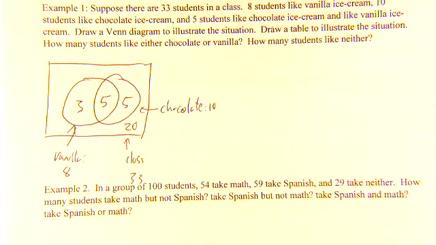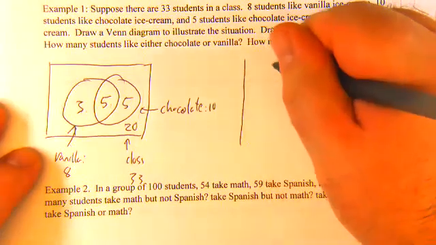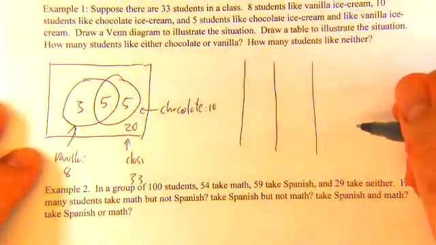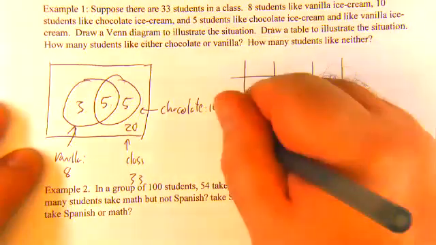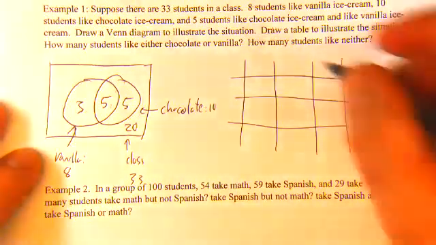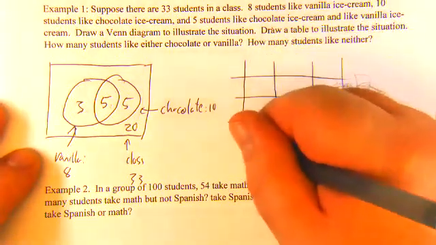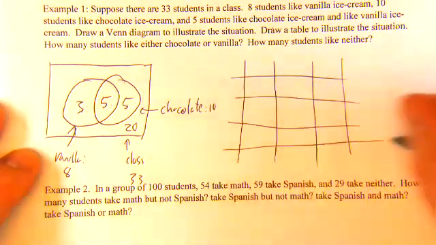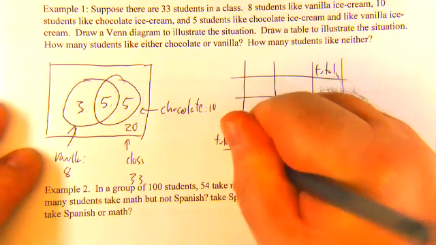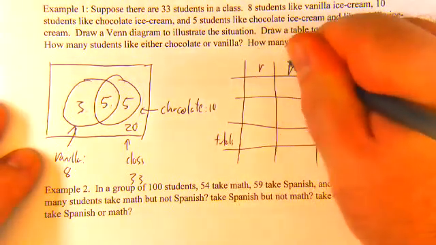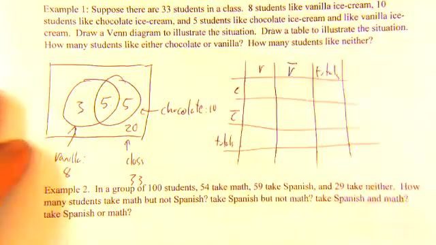So we can also do this with a table. 1, 2, 3, 4 lines. I think it's 4 lines. Could be 3. Yep, 1 more at the bottom. There we go. So the last column is totals. Totals. Vanilla, not vanilla, and chocolate, and not chocolate.